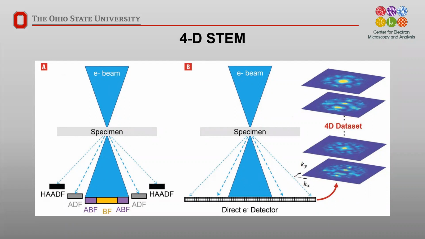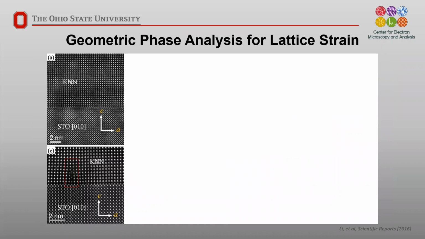So what can you use something like this for? Well, one of the things that people are using it for is called geometric phase analysis. So in the semiconductor industry, they are growing layers upon substrates. And here is a strontium titanium oxide sample, an STO substrate, with a film being grown on it. Now the upper image has no defects in it, but this lower image has a defect right at the interface. So what's going to be the difference between these?